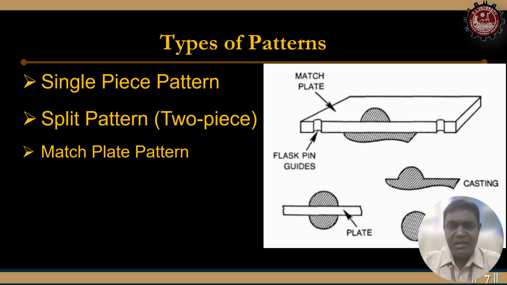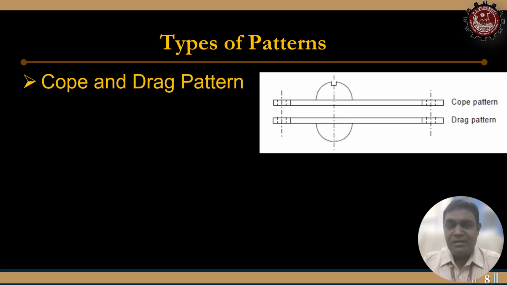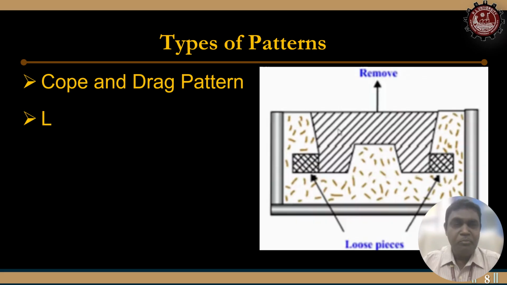And match plate pattern. Here you provide one plate. On the plate you can see the casting shape. If you want this shape of the casting, you can use this match plate, and the top portion of this part is obtained on the top, and the bottom portion in the bottom. That is the match plate pattern. And cope and drag pattern. The cope and drag patterns are prepared separately here. The bottom pattern is the drag pattern, and the top pattern is the cope pattern.